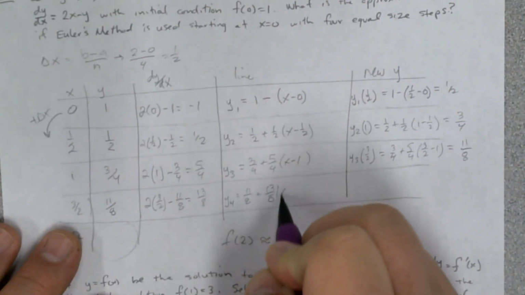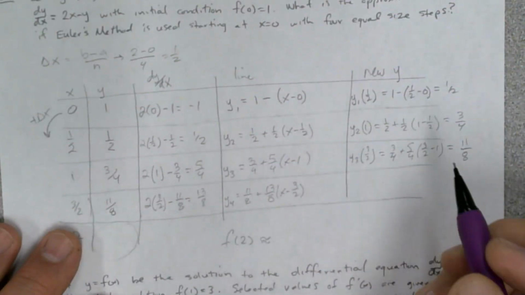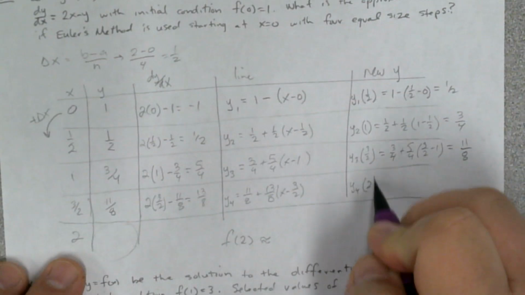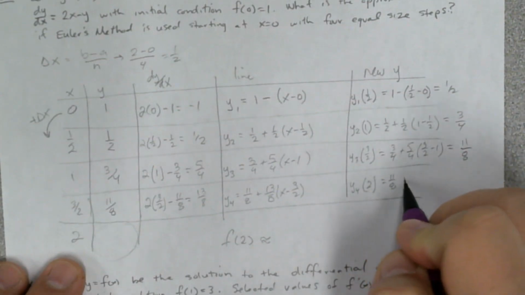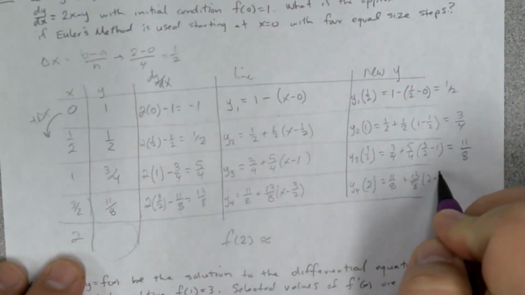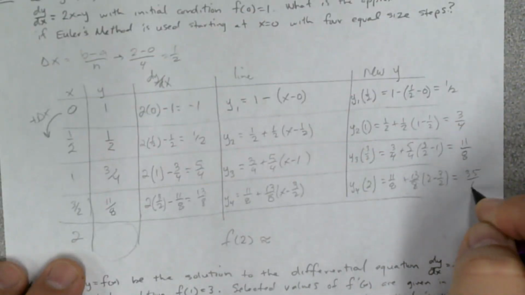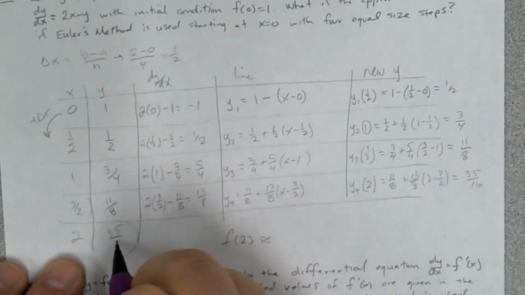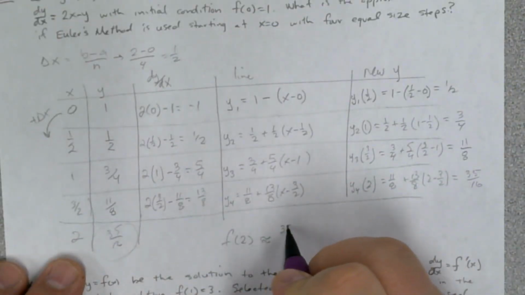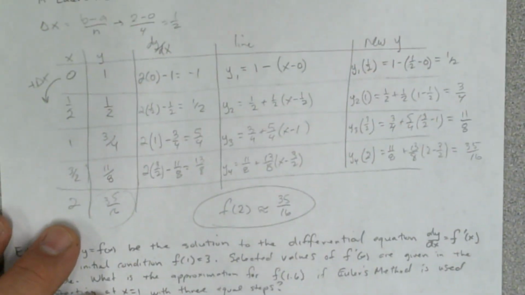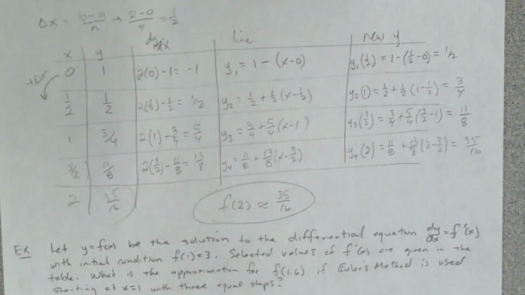13/8. x minus 3/2. And then we're going to plug in what? Now you plug in 2. 11/8, 13/8, 2 minus 3/2. And then you work this out and you're going to get 35/16. So our approximation is 35/16. And that's the Euler method. Okay? Hopefully you won't have to do too many iterations to get to your answer, but that's how it's done.